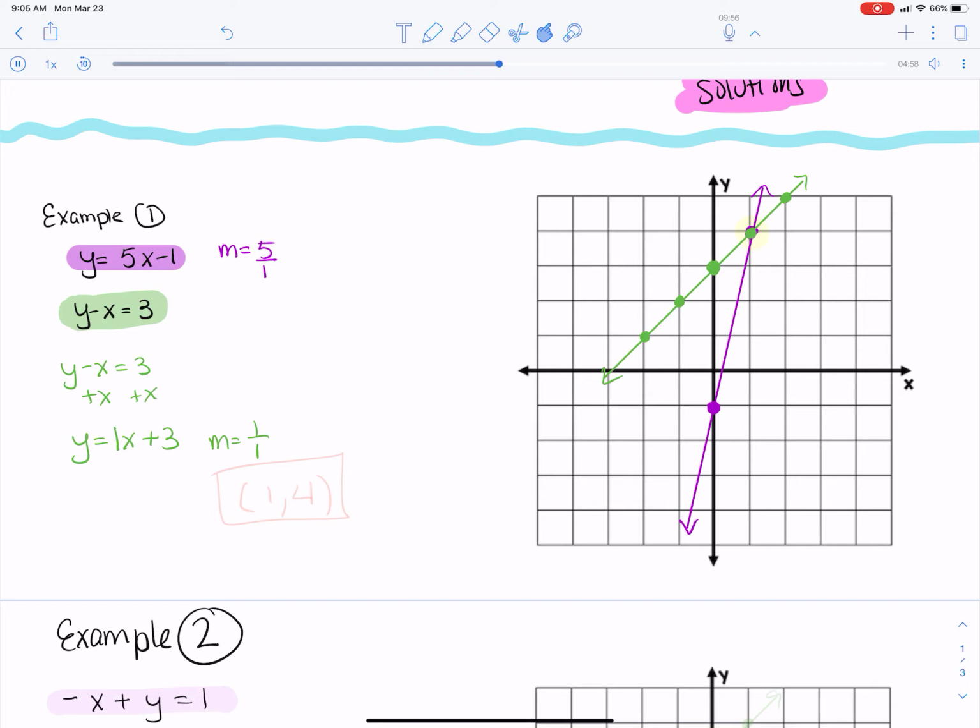Now when we look at our graph, there's this point here where both these lines overlap on top of each other. So that is our solution to the system. So we just have to figure out what coordinate that is and write it as a coordinate. So it looks like when x is positive 1, our y is 1, 2, 3, 4. So our solution is 1, 4.